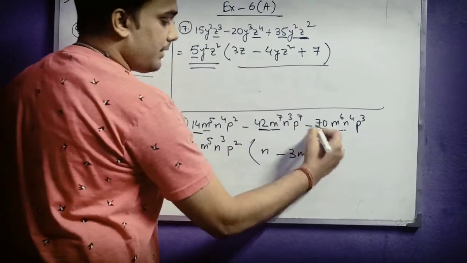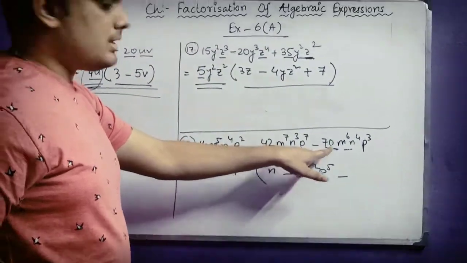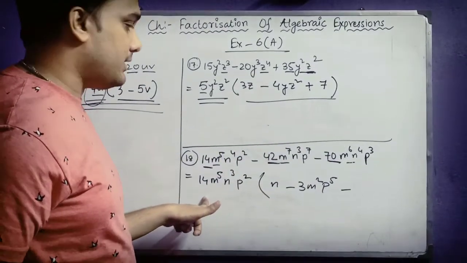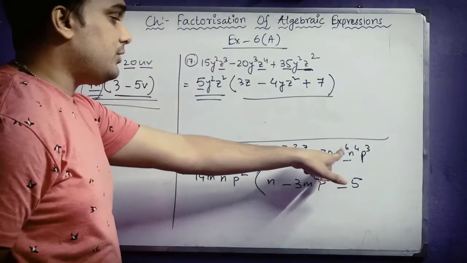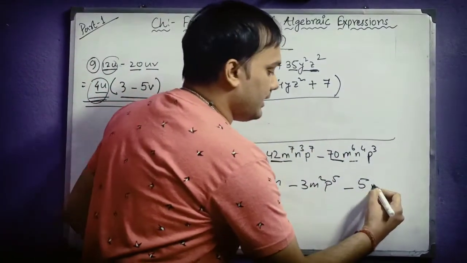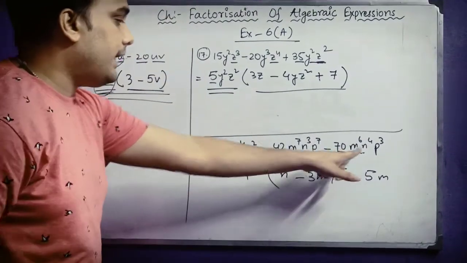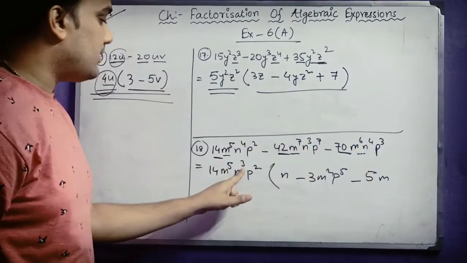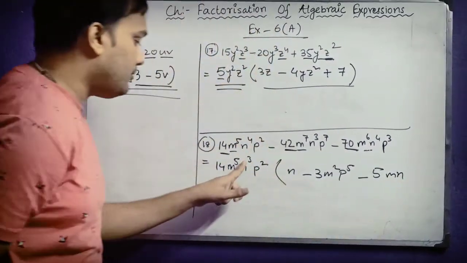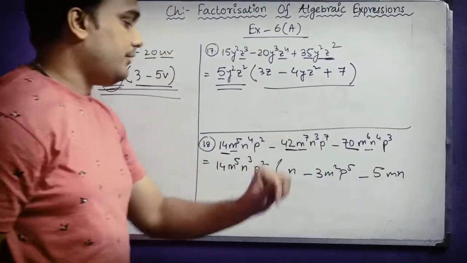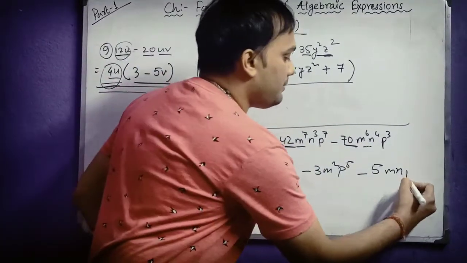And the last term here again minus is there, so I'll put here minus. 14 into how much? 70, or 70 divided by 14, in both ways you can see. It will be 5. Okay. So m to the power 5, m to the power 6. So one m will be here, because m to the power 5 into m is m to the power 6. Then n to the power 4 and n to the power 3. So only one n remains here, because n to the power 3 into n is n to the power 4. Then here it is p cube and here it is p square. So I will write here only p.